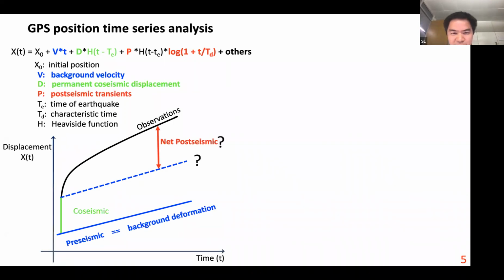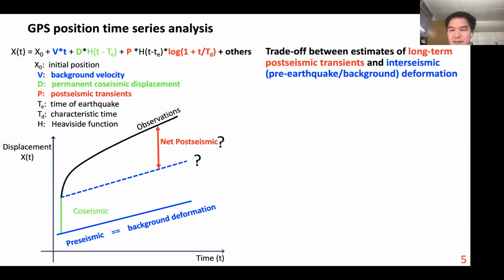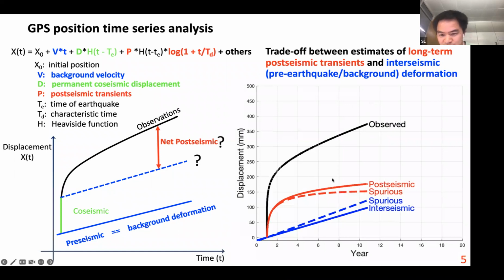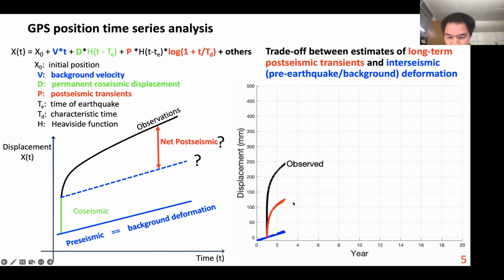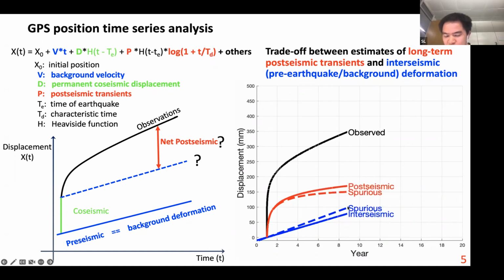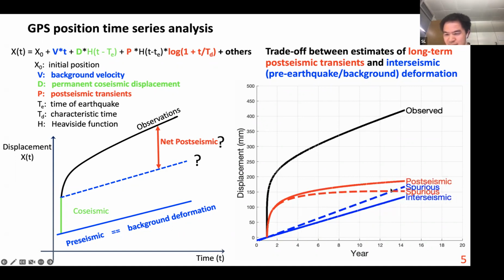The issue is that in many places, we don't have enough GPS measurements before the recent large earthquakes. In that case, we have to encounter the trade-off between the estimate of the long-term postseismic transient and the interseismic deformation. For example, look at this animation. The black curve is the observed pattern. Inside are the two components, the postseismic transient and the interseismic deformation, as shown by the solid red and blue lines. However, if we overestimate the interseismic deformation, as shown by the blue dashed line, we will underestimate the postseismic signal.